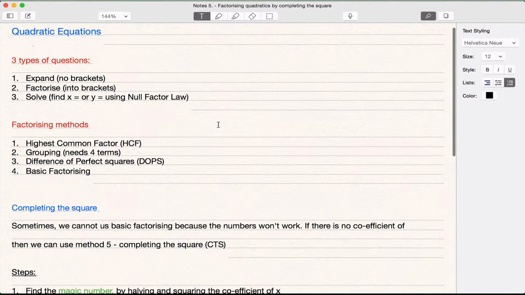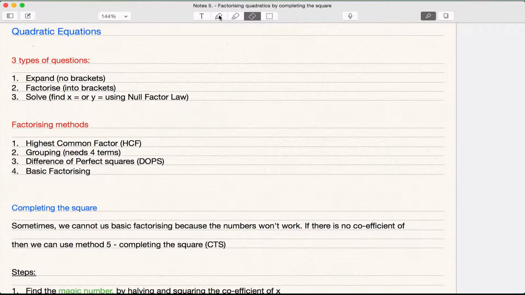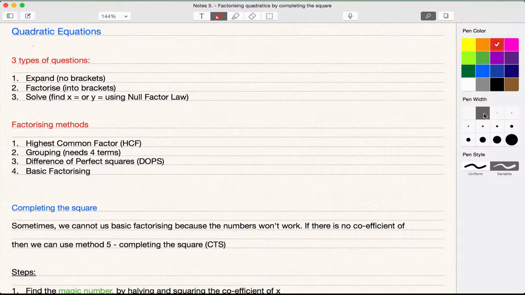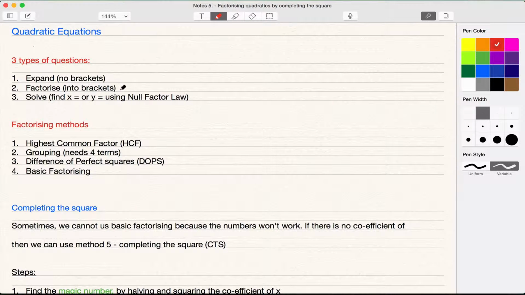The factorising methods, so this is... oh, that's a very thick highlighter. Now I've drawn it in the wrong spot. Factorising, further information on factorising is down here. So I've just expanded this section out a little bit.